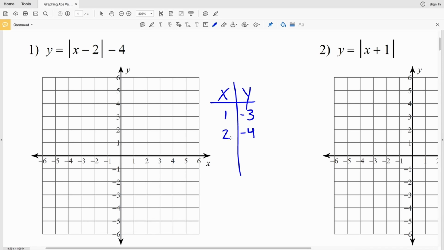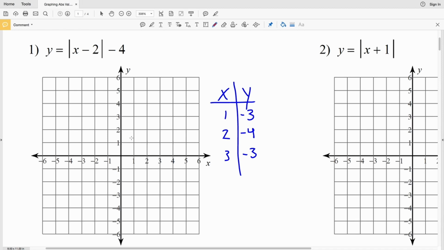Now let's pick a number that's greater than 2, so it's going to be on the right side of the turning point. Let's just pick 3. We're plugging in 3 for x, so we're going to have the absolute value of 3 minus 2, which is the absolute value of 1, and then subtracting 4. The absolute value of 1 is simply 1, so we have 1 minus 4, and that's going to give us, again, a negative 3. So now we have the point 3, negative 3. So when x is 3, y is also negative 3.